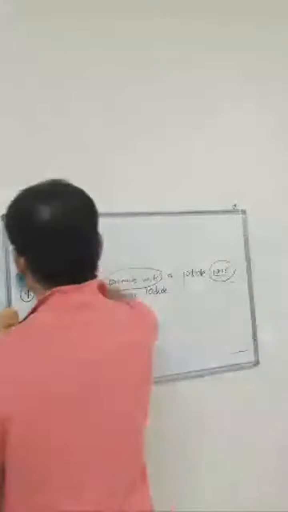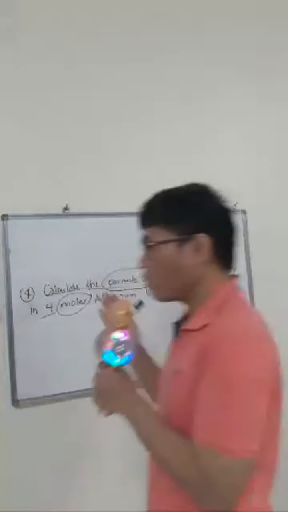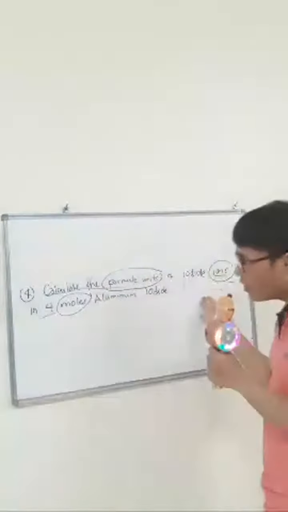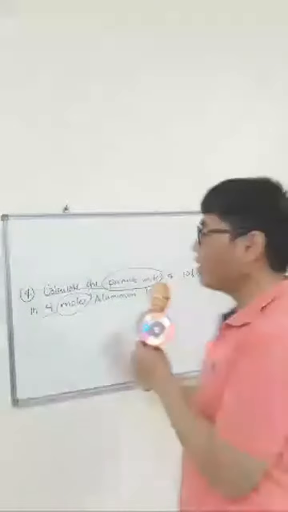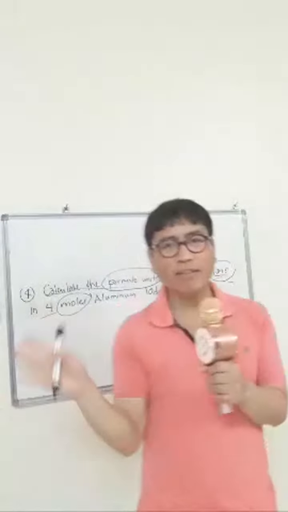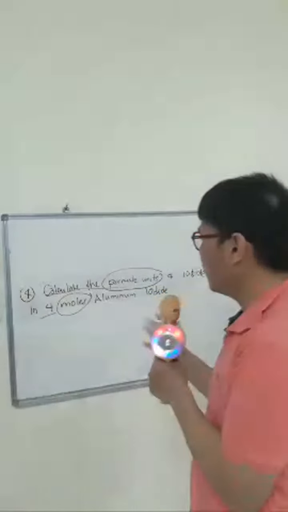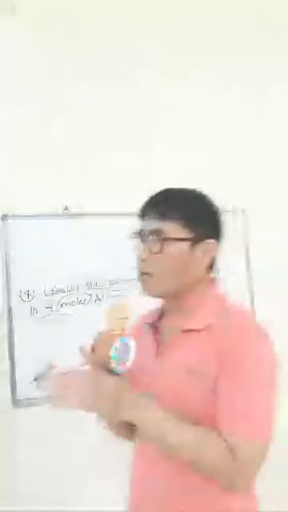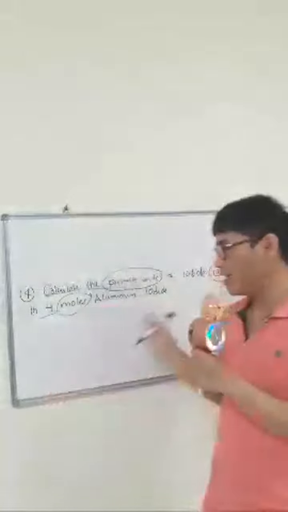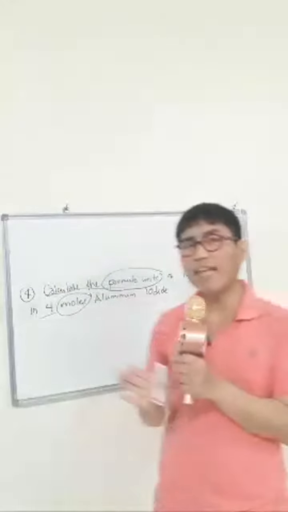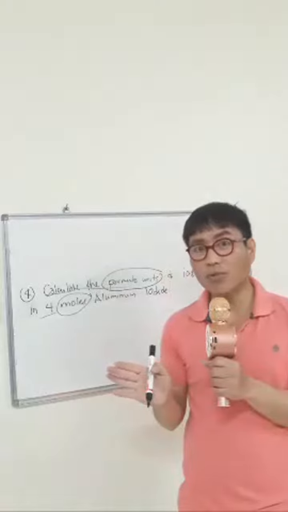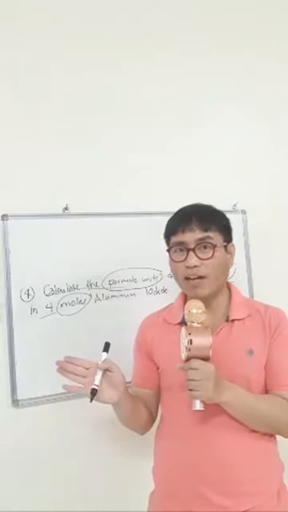Okay, so start with your basis of calculation. What is your basis of calculation here? We have only one datum, or one given: 4 moles of aluminum iodide. Now, what is the chemical formula of aluminum iodide? Because here, it's written in words, not in a chemical formula.